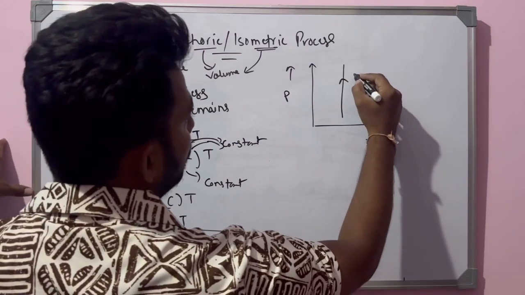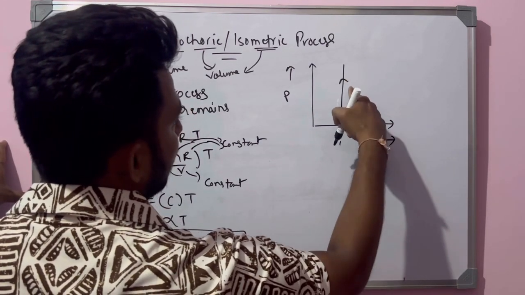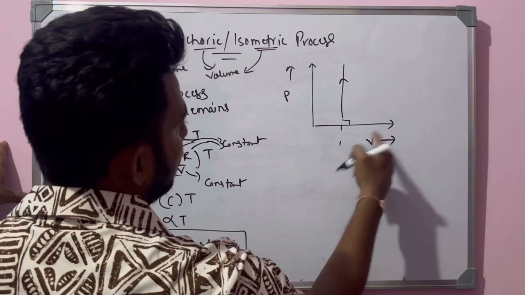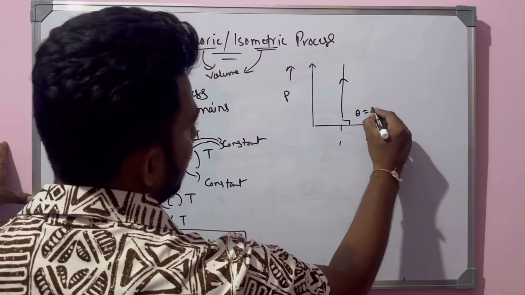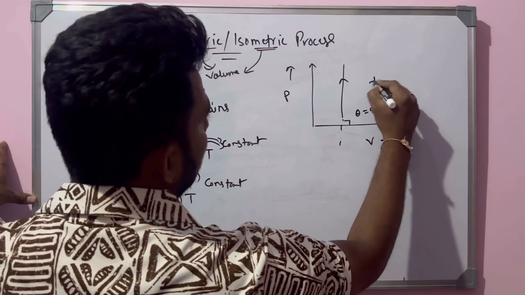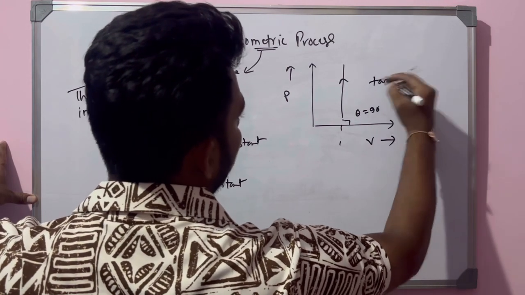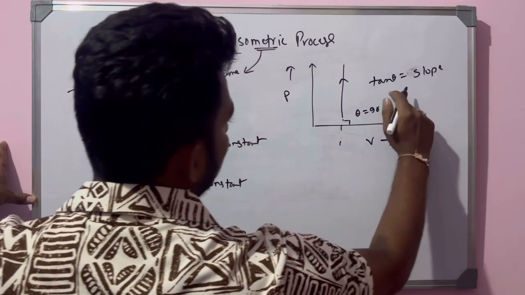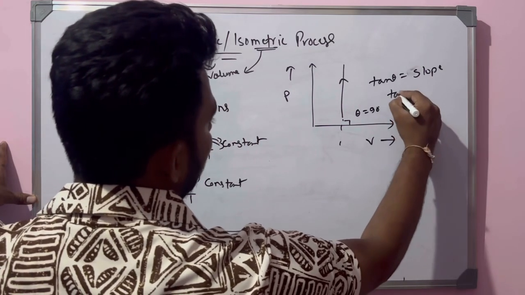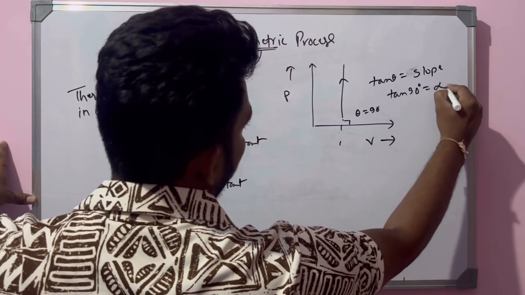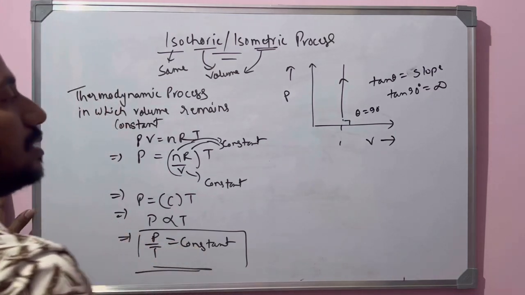So if I talk about the slope of this graph, you see this line is making an angle of 90 degrees with the x-axis, so theta is 90 degrees, right? So tan theta will give me the slope of this graph, right? And tan 90 degrees is basically infinity. So the slope of this graph is infinite.